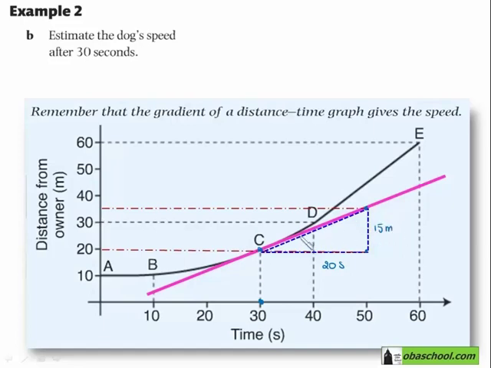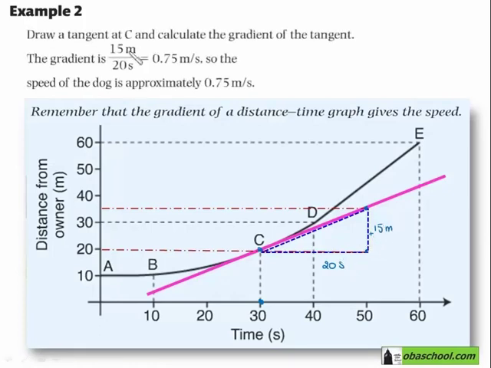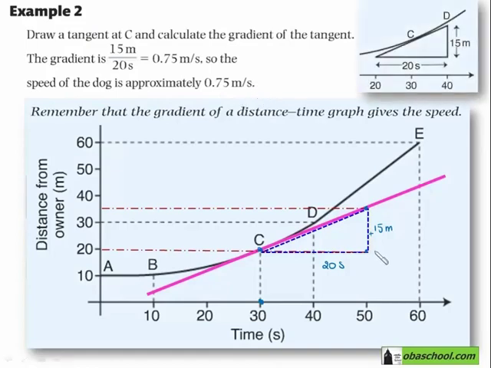And because the straight line is going upward, so the rise is positive. So to find the gradient or the speed, we divide the rise by the run, which is 15 divided by 20 equals 0.75 meters per second. So the speed of the dog is approximately 0.75 meters per second.